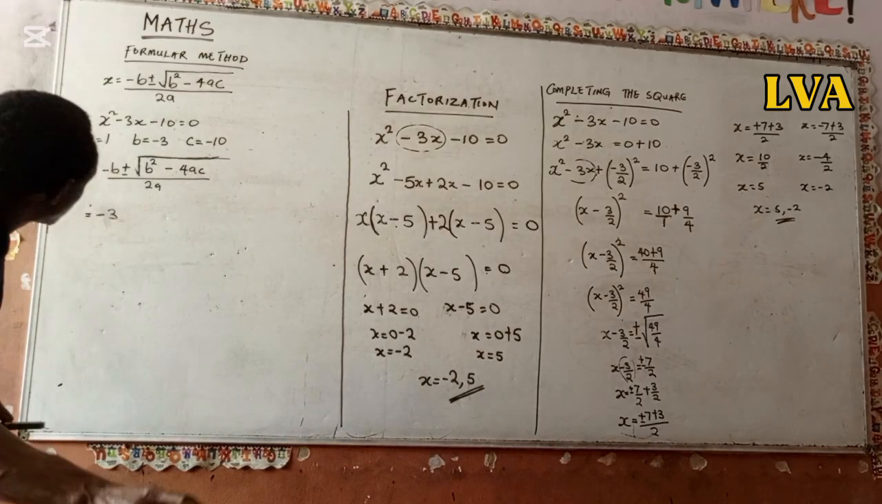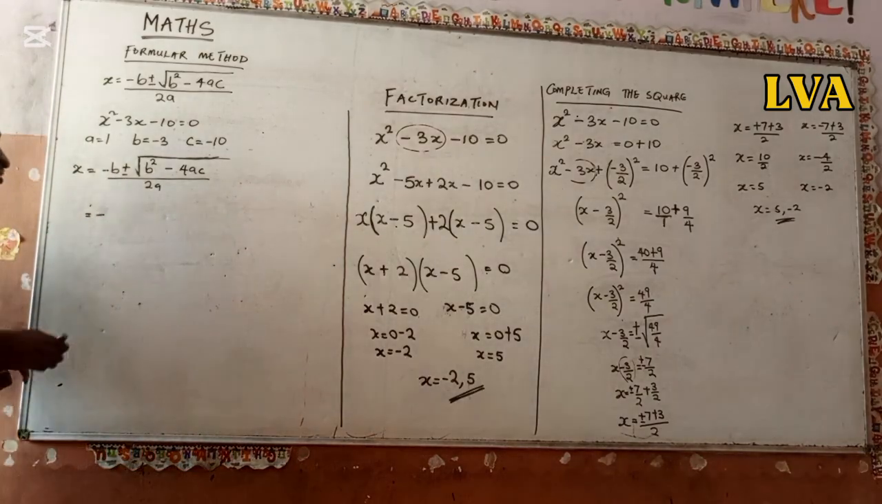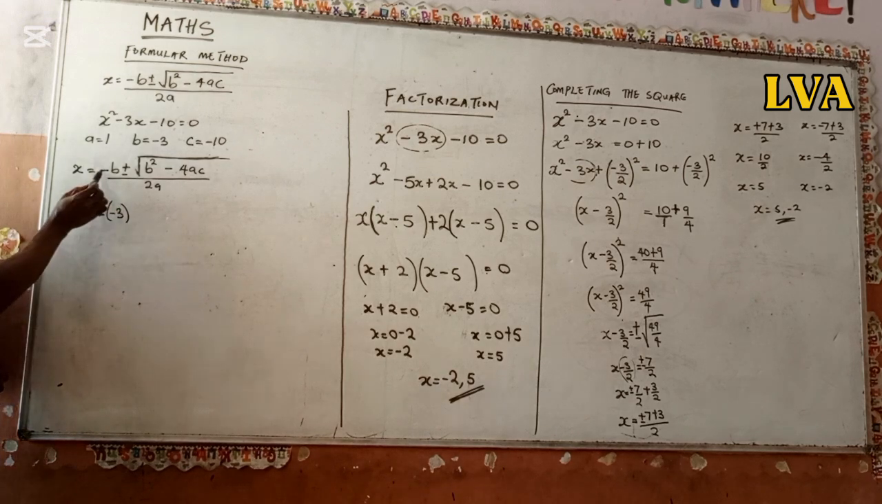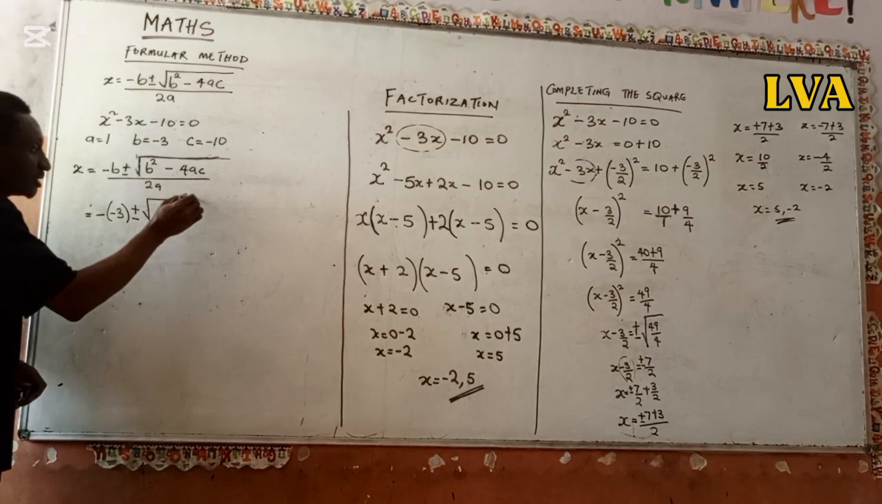So you take note with the signs. Our b is minus 3. So I am putting minus 3 and not just 3. So that's our minus b. Minus is here, b is this. Plus minus, bring down your plus, minus, then your square root sign, bring down the square root sign.